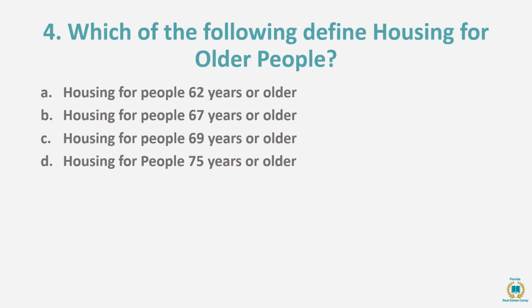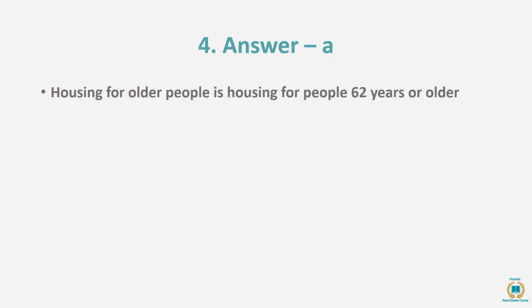Number 4, which of the following define housing for older people? Is it A, housing for people 62 years or older? B, housing for people 67 years or older? C, housing for people 69 years or older? Or D, housing for people 75 years or older? The answer is A. Housing for older people is people 62 years or older.